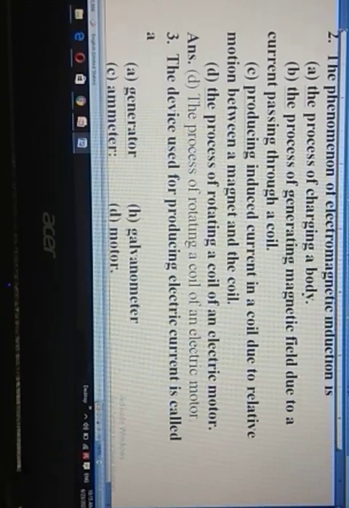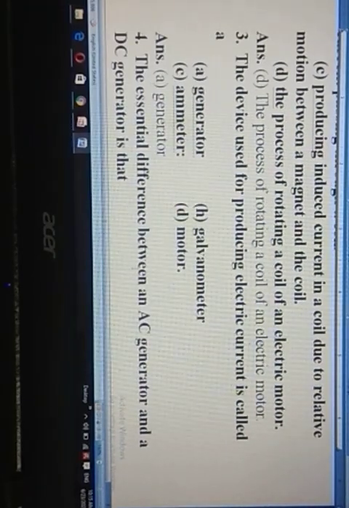Question number 3. The device used for producing electric current is called A, generator. Number B, galvanometer. Number C, ammeter. Or number D, motor. So the device which is used for producing electric current is called a generator.